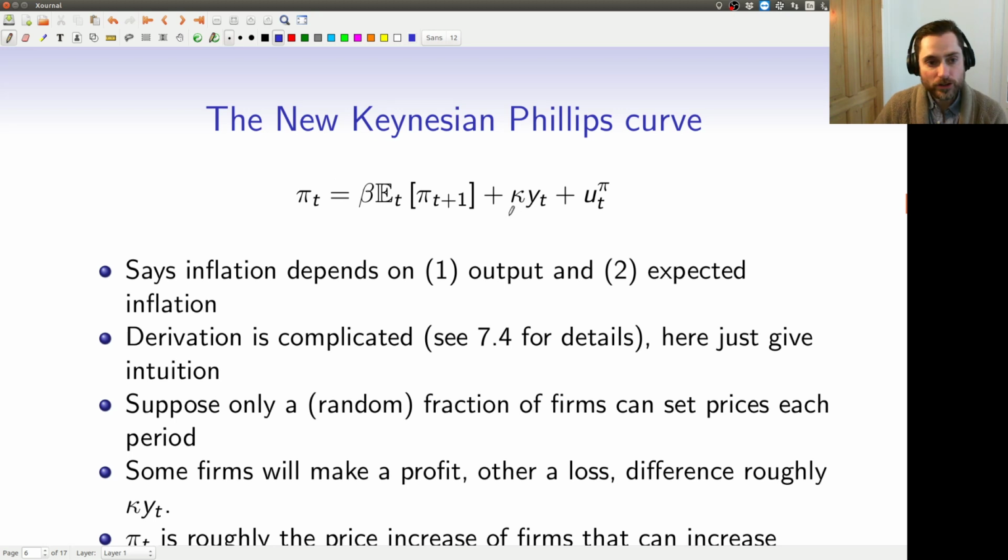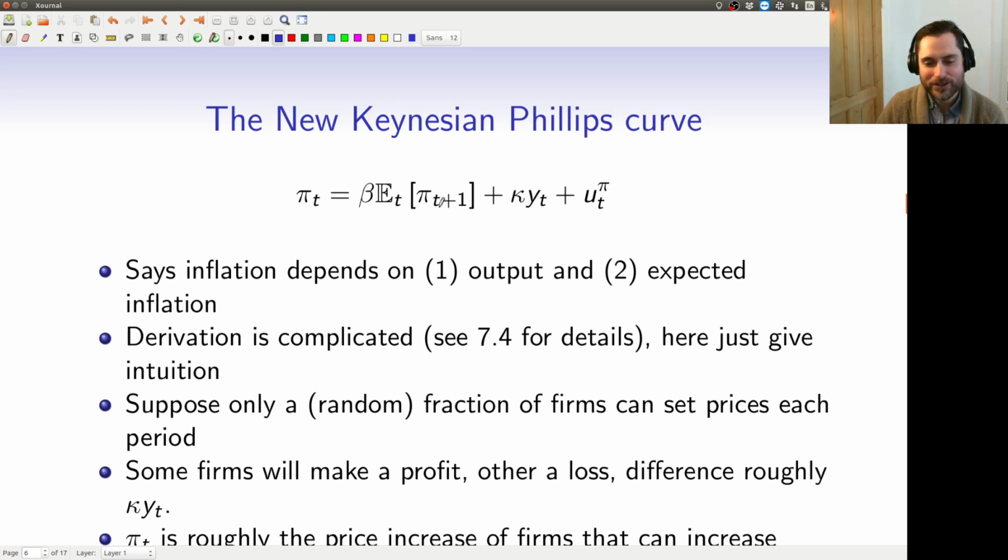Okay, so far so good. That seems fairly intuitive to me. We expect that kappa will be greater than 0. Then how do we explain this term here? Why does inflation today depend upon inflation at time t plus 1?